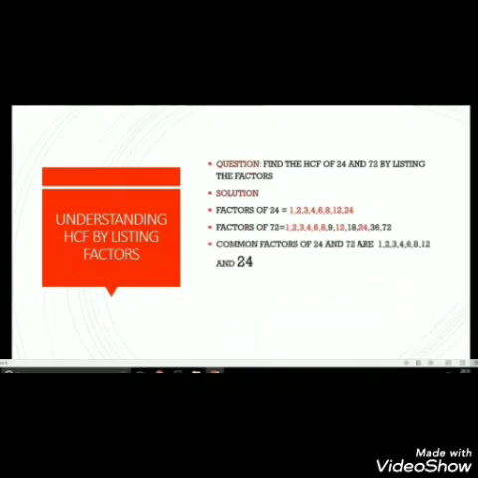Now next we have to find out their common factors. So the common factors are all those which are in red color, that is 1, 2, 3, 4, 6, 8, 12 and 24. So out of these common factors, the highest number is 24. So the HCF is 24. In this way you can find out the HCF of any two numbers. For that, first of all you have to list their factors and then find out the common factors.